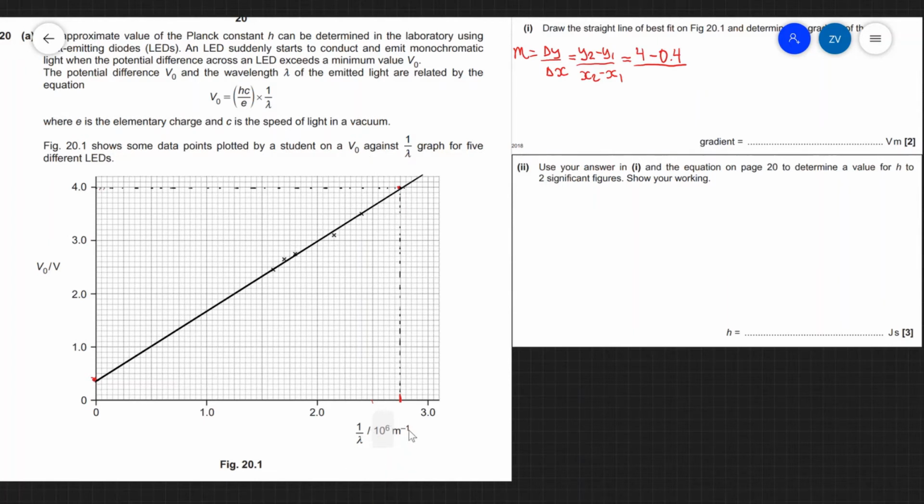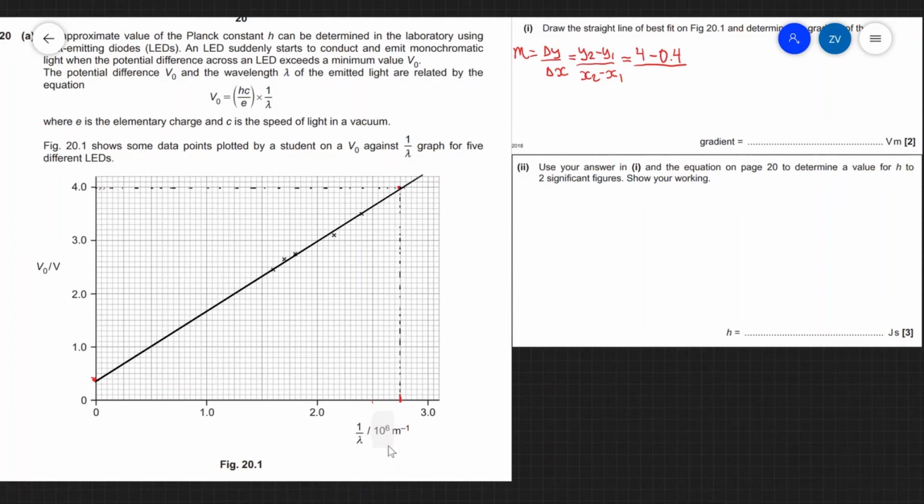I'm going to need to be careful. Consider I've highlighted this over here because all of these points actually need to be multiplied by 10 to the power of 6. So that's really significant.